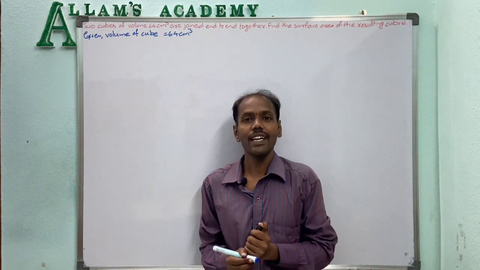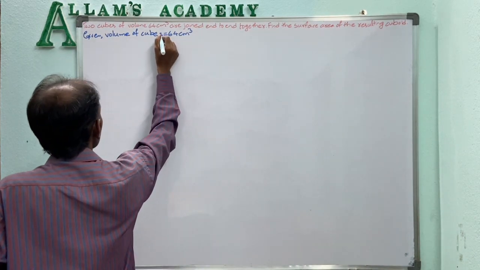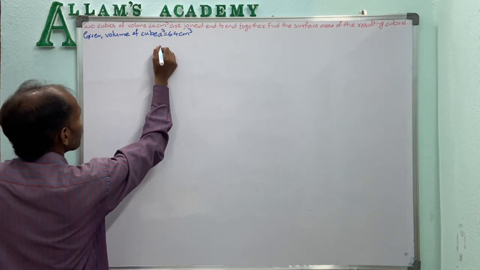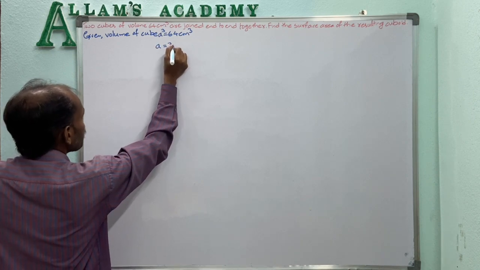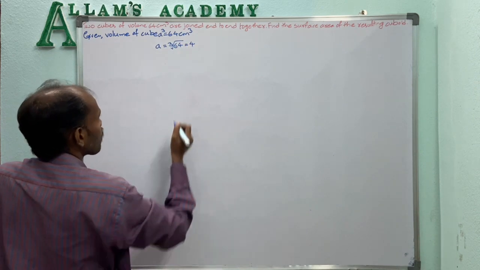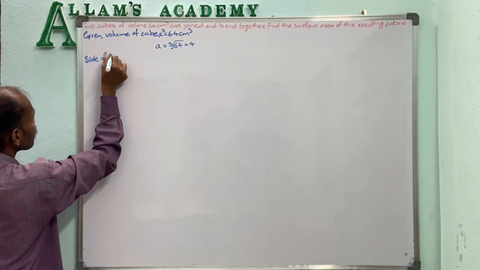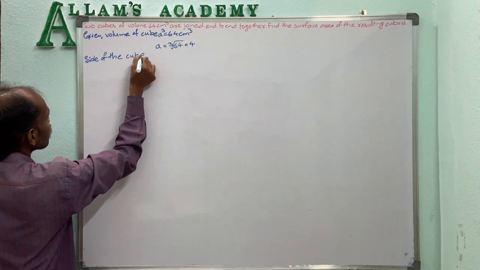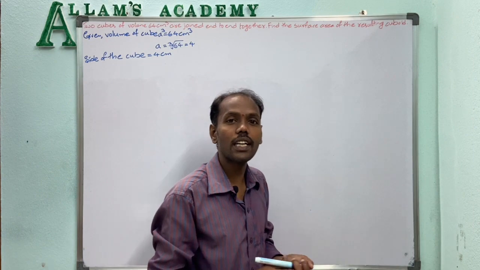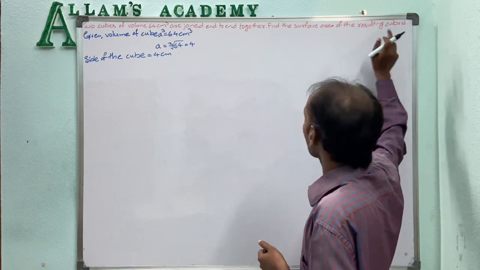Now we have to find the side of the cube. So the volume of the cube is a cube, so a cube is equal to 64 centimeter cube. So a is equal to the cube root of 64, which is nothing but 4. So the side of the cube is 4 centimeters. Now these two cubes of 4 centimeters are joined to make a cuboid.